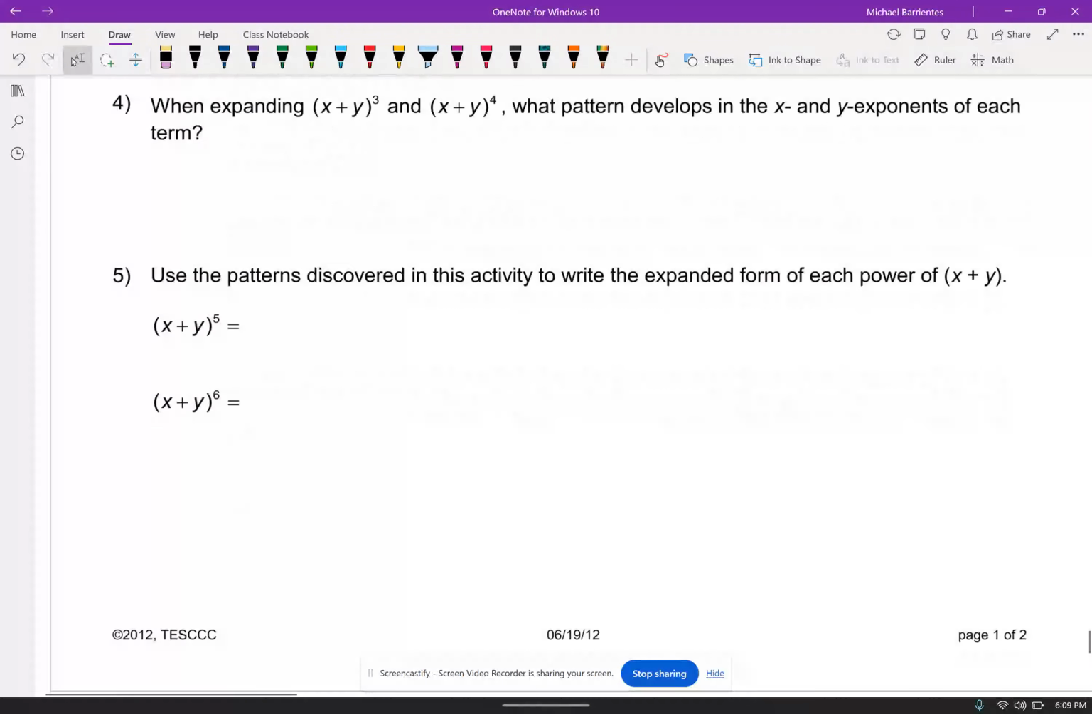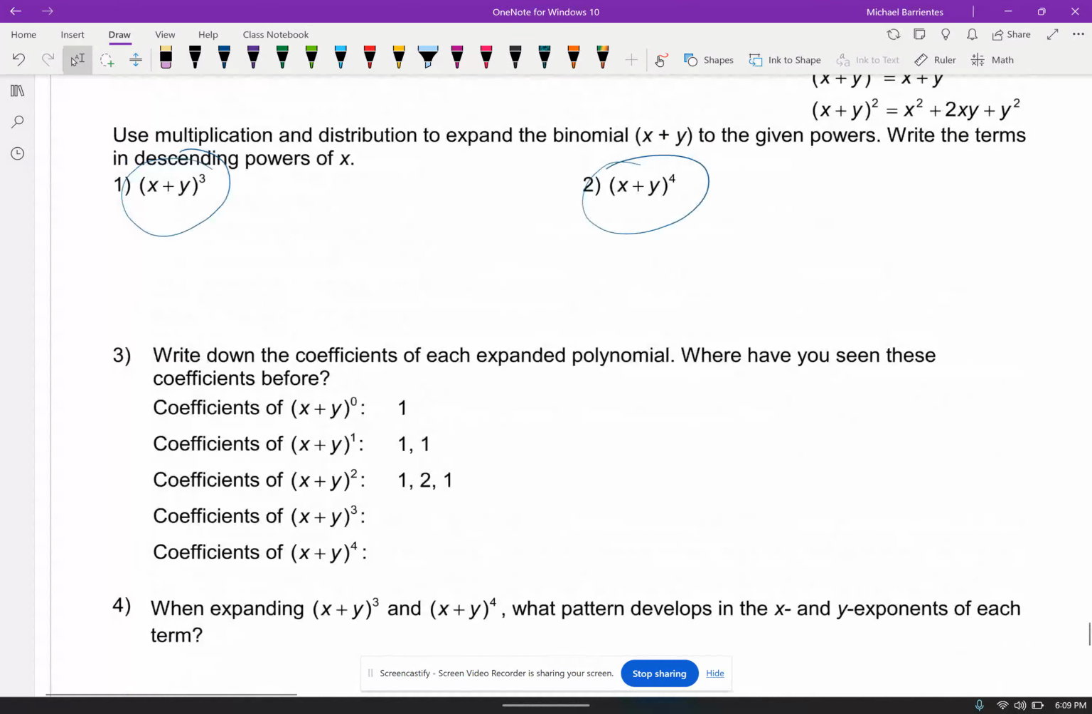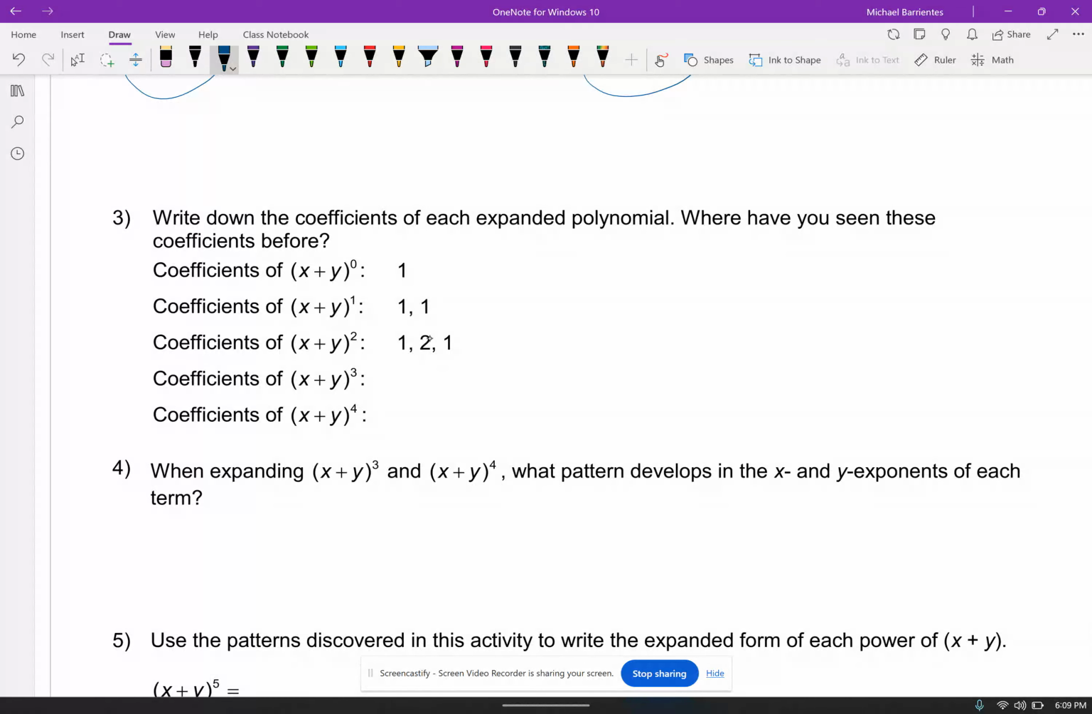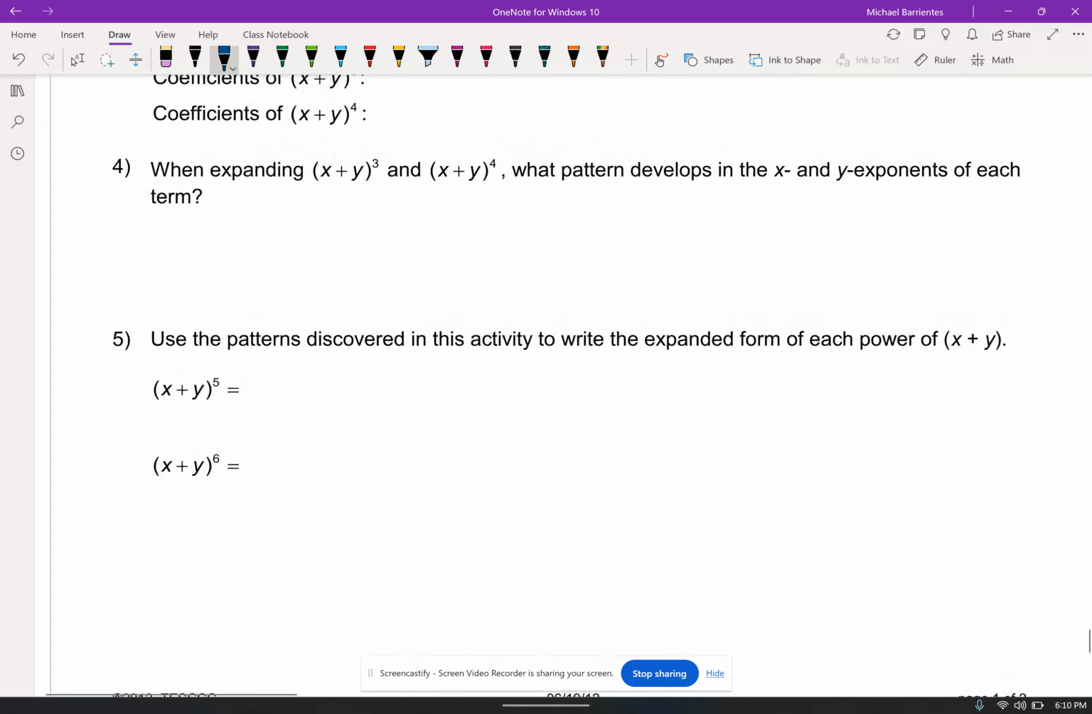I'm going to jump to number 5 because I think we did some of the work that was leading us to this pattern, that the coefficients of the terms in my answers were always following the pattern of the Pascal triangle numbers or the combinations that we get. So I'm going to jump to number 5 because I want to show you how easy you can multiply this out without actually multiplying things out.